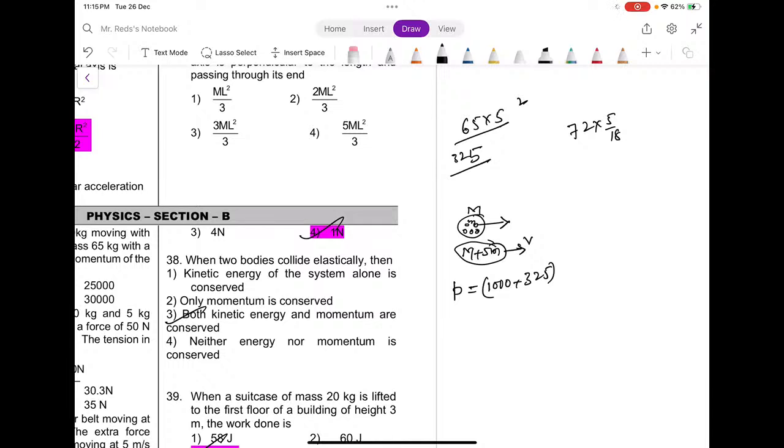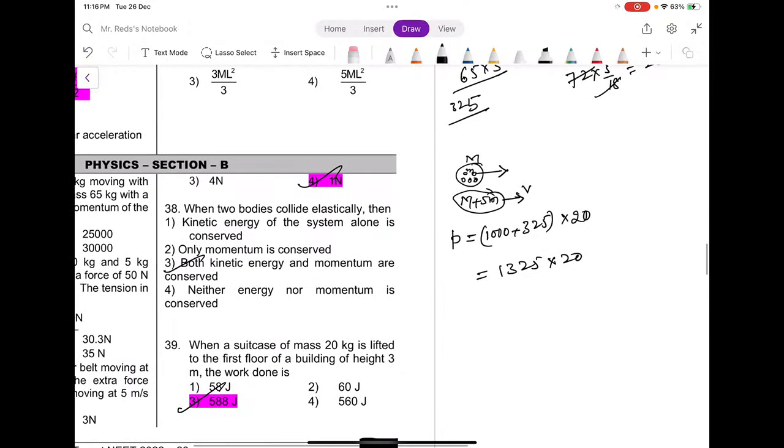So now on simplification, 9 twos are 18, 9 eights, 2 fours. So 18 fours, 5 fours, 20. So 20 meter per second is this velocity. So this is equal to 1325 into 20.